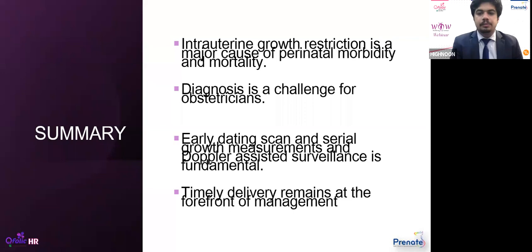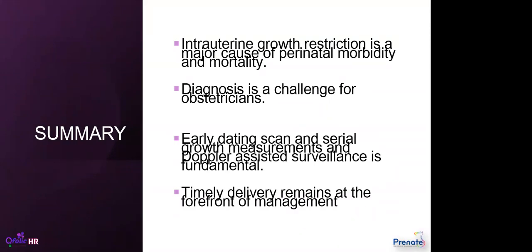Thank you, ma'am. We have another question from the same doctor. What is the frequency of scan in serial monitoring? It depends; we have to individualize the patient. We have to consider all the factors while advising.